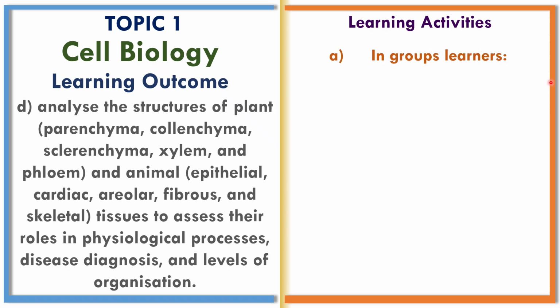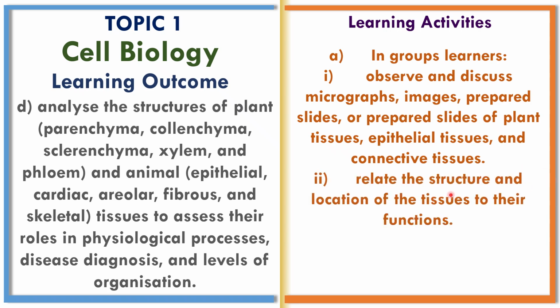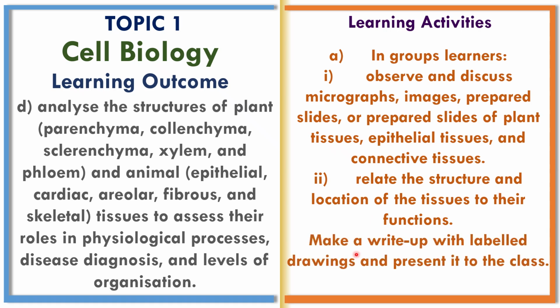Our learning activity A. In groups, learners observe and discuss micrographs, images, or prepared slides of plant tissues, epithelial tissues, and connective tissues. Relate the structure and location of tissues to their function. Then make a write-up with labeled drawings and present it to the class.